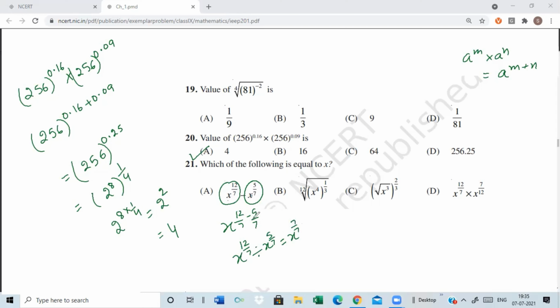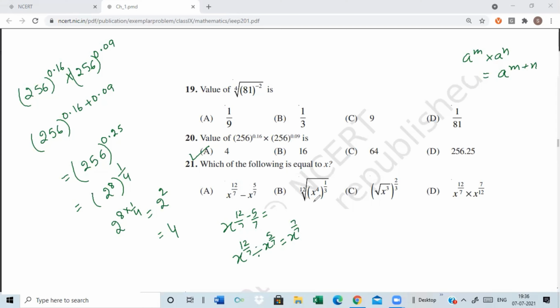So don't mix it with that, right? Many students will do this: 12 by 7 minus 5 by 7 equals 7 by 7 and this is equal to x. No, it's not correct. Be careful. So this is a catch. It's minus here, so power won't be subtracted here. Correct? Now we go to the next. So this is not simplified to x, so A is not the option.